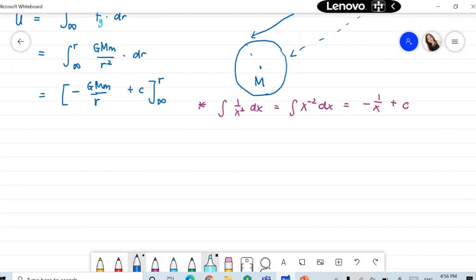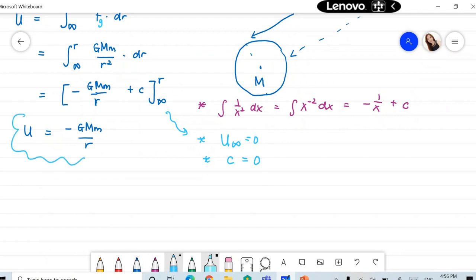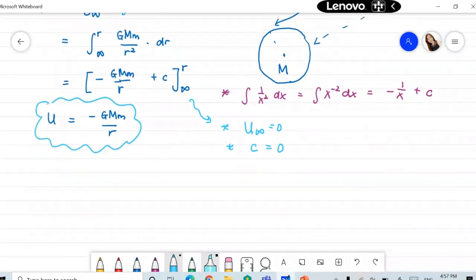Then we make one assumption. We assume that the potential energy at infinity is equal to 0. If you make this assumption, the c here will be 0. Therefore, the gravitational potential energy U is equal to negative G M m over r. So this is the expression for gravitational potential energy. The potential energy varies inversely with r in the negative direction.